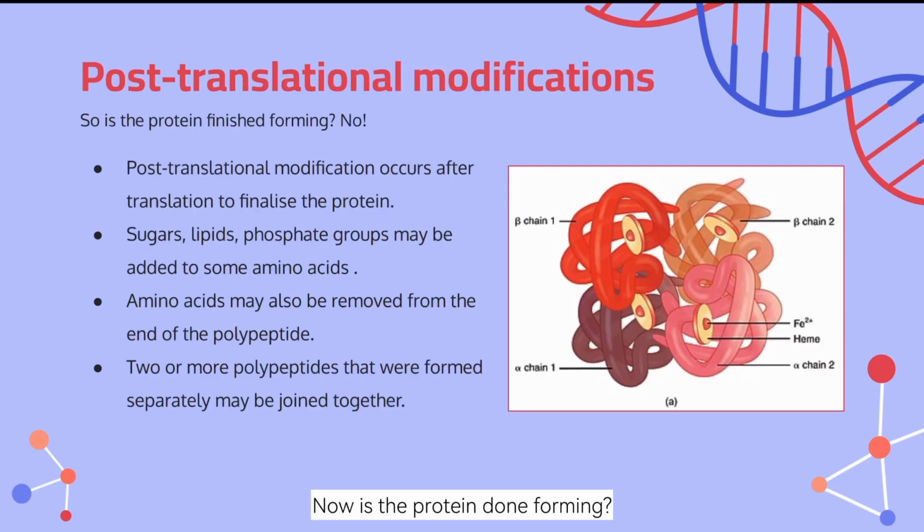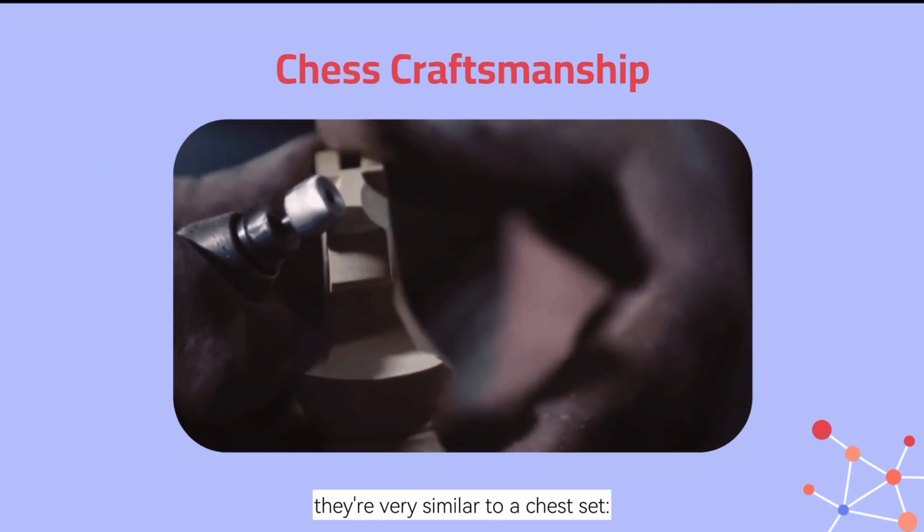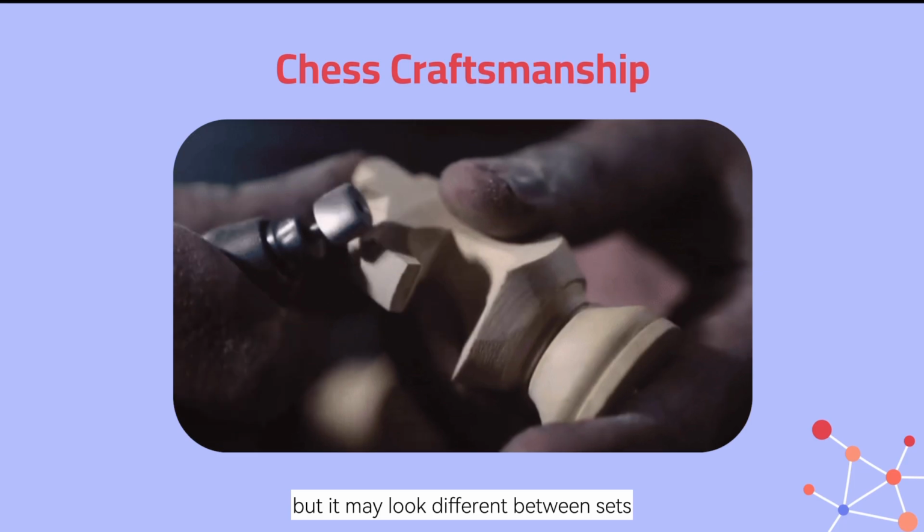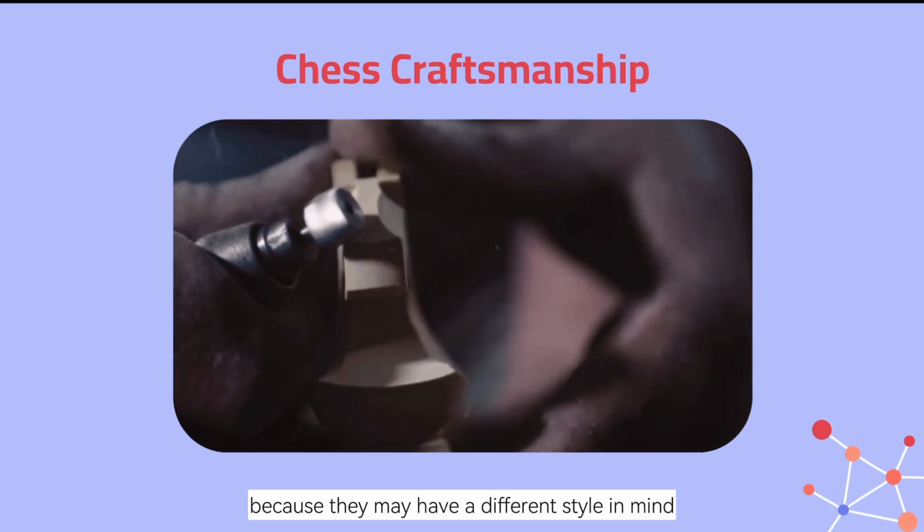Now, is the protein done forming? Yes, but it's not finished structurally. It can have different modifications added to it, like a lipid or a phosphate group, and amino acids may be added or removed. And it may be combined with a new polypeptide chain as well, another separately formed one. For example, hemoglobin, because it's more complex, is a quaternary protein. These modifications happen at the end, and again, they're very similar to a chess set. A pawn will function as a pawn, but it may look different between sets, because they may have a different style in mind.